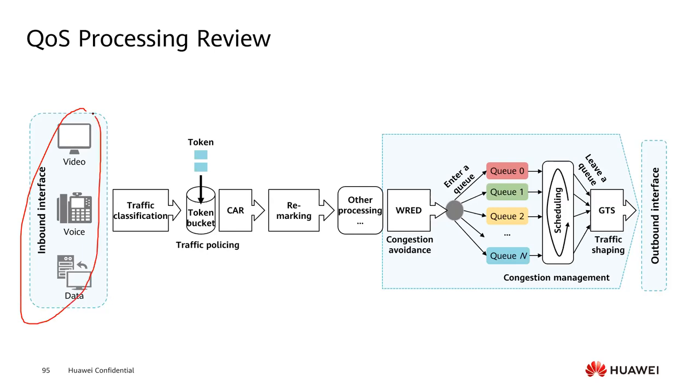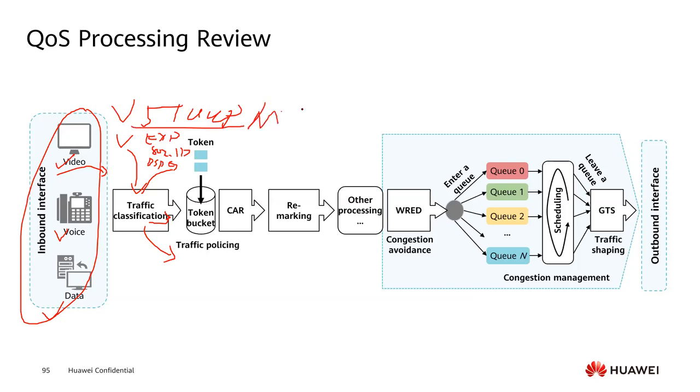First, the traffic comes into the device. The device does not know which traffic is what, whether it's video, voice, or data. So it will go through traffic classification first, trying to classify the traffic based on the 5 tuple, which means source and destination IP, source and destination ports, the protocol, or maybe based on the EXP, 802.1P, DSCP values. If you base it on the 5 tuple, it is called multi-field classification. If you base it on these values, it is called BA classification. No matter what you base it on, it will be classified into different types of traffic.